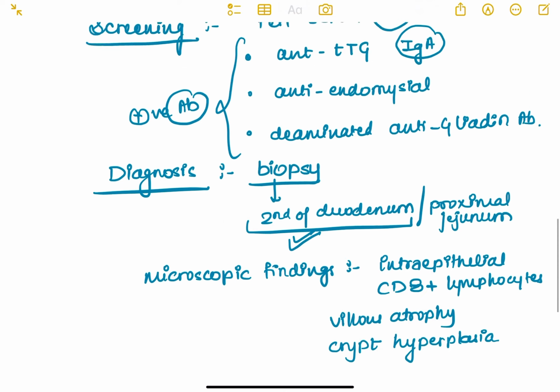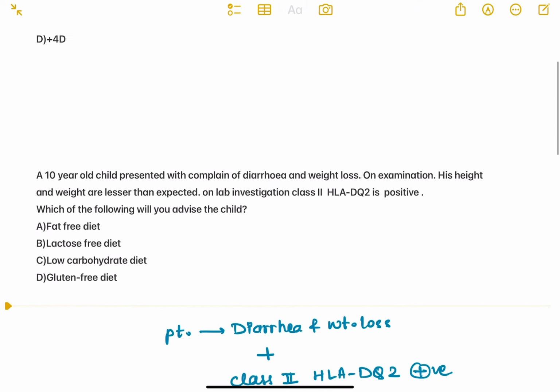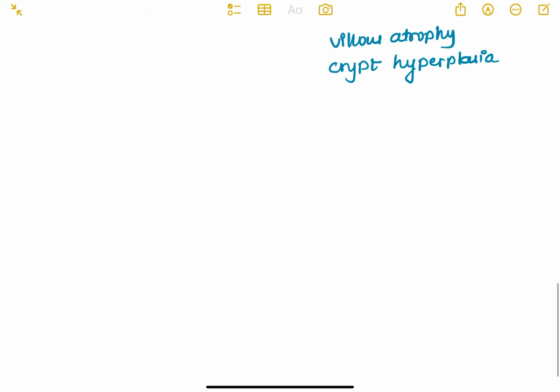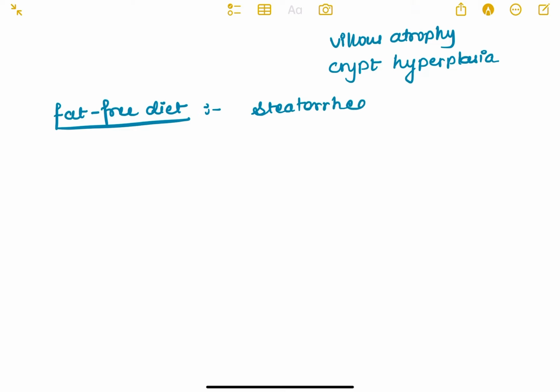And now we will see what other diets are given in the respective diseases. The fat-free diet is advised in the disorders that cause steatorrhea. Okay, and the lactose-free diet is advised to the patient who is having lactose intolerance.